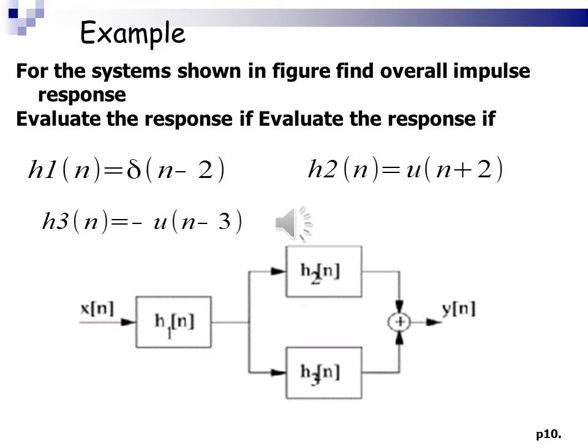Here we are given that h2n and h3n are connected in parallel, and the input to this is the output of the first system, that is, h1n is in cascade with h2n and h3n. So the parallel connection of h2n and h3n is in cascade with h1n. What will be the resultant h of n? Let's find out in the next slide.